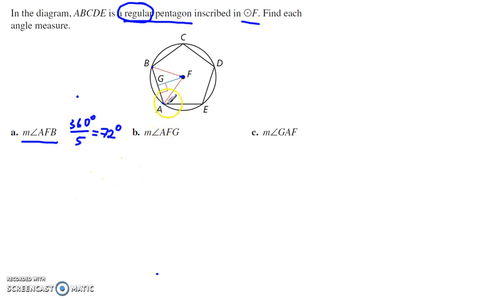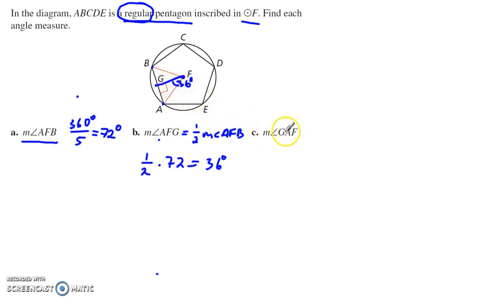Okay, then FG, we want to find AFG. Since FG bisects AFB, then AFG is 1/2 of the measure of angle AFB. So that's 1/2 of 72, and that is 36 degrees. Okay, so this right here is 36.